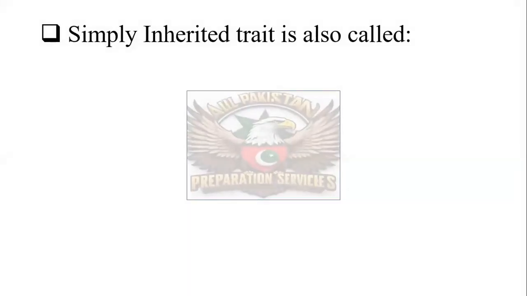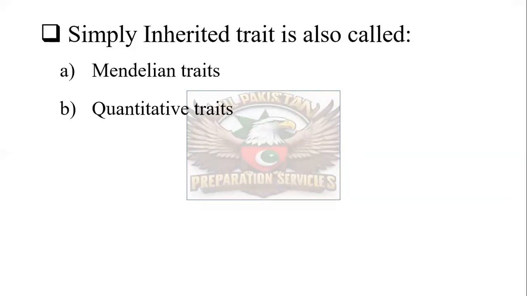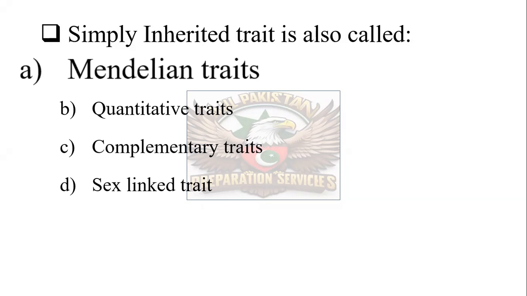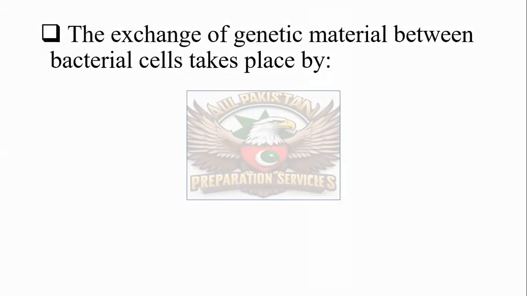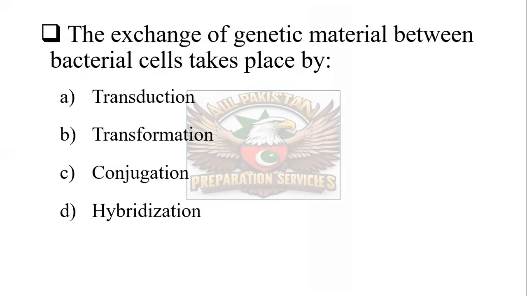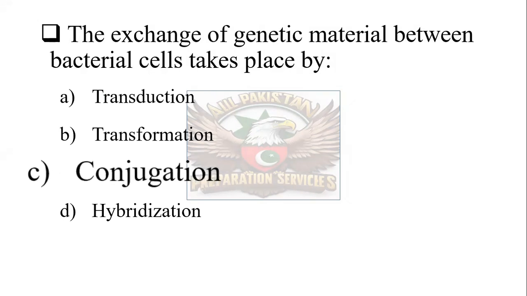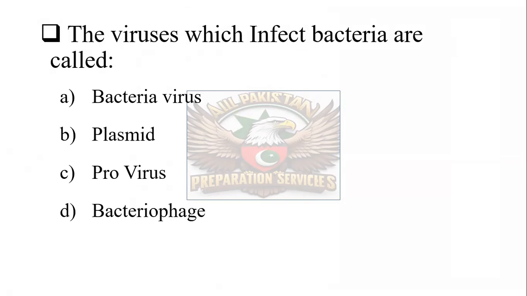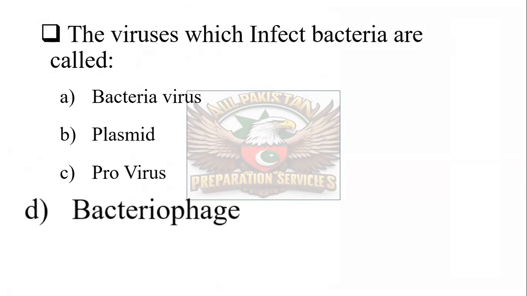Next question, simply inherited traits are also called Mendelian traits, quantitative traits, complementary traits, or sex-linked traits. And the correct one is Mendelian traits. Simply inherited traits are also called Mendelian traits. Our next question, the exchange of genetic material between bacterial cells takes place by transduction, transformation, conjugation, or hybridization. And the correct one is conjugation. The exchange of genetic material between bacterial cells takes place by conjugation. Our next question is that the viruses which infect bacteria are called bacteriovirus, plasmid, provirus, or bacteriophage. And the correct one is bacteriophage. The viruses which infect bacteria are called bacteriophage.